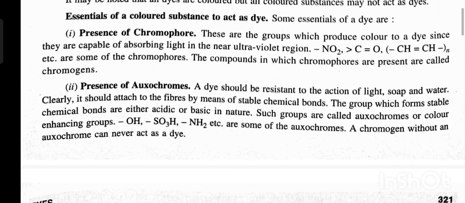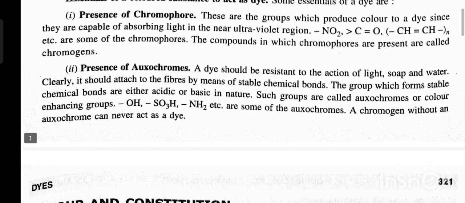Second, presence of oxochrome. A dye should be resistant to the action of light, soap, and water. Clearly, it should attach to a fiber by means of a suitable chemical bond. The groups which form a suitable chemical bond are either acidic or basic in nature. Such groups are called oxochromes or color enhancing groups. OH, sulfonic acid group, amide group, etc. are some of the oxochromes. A chromogen without any oxochrome can never act as a dye.